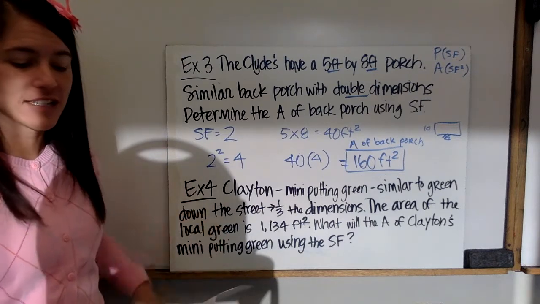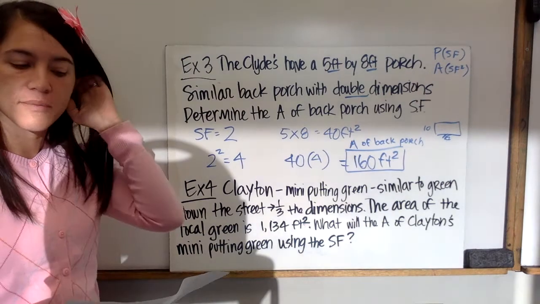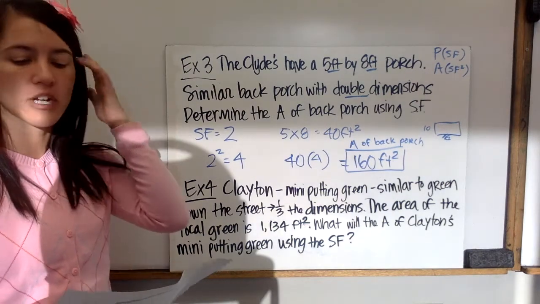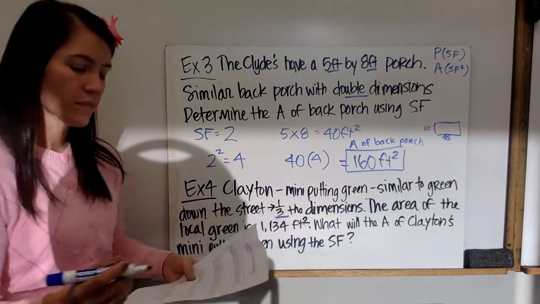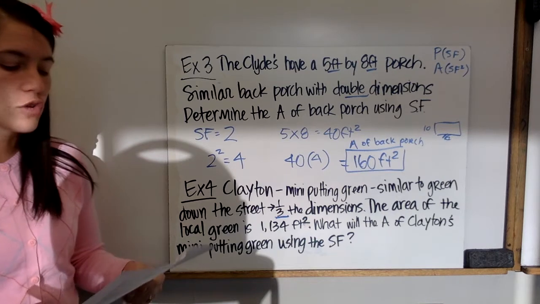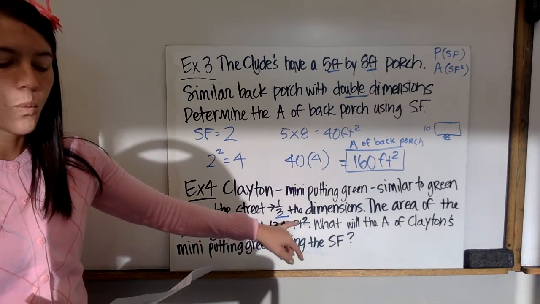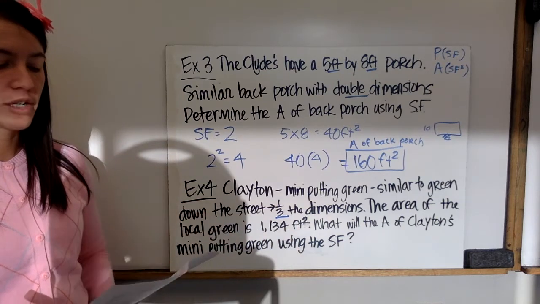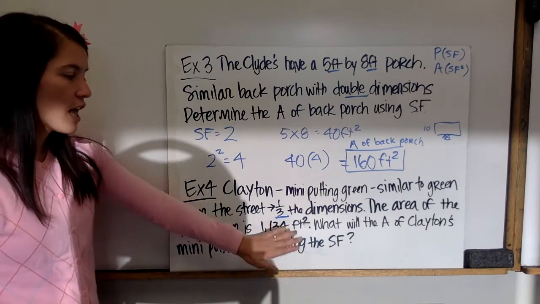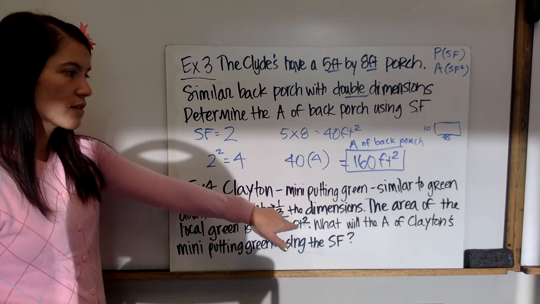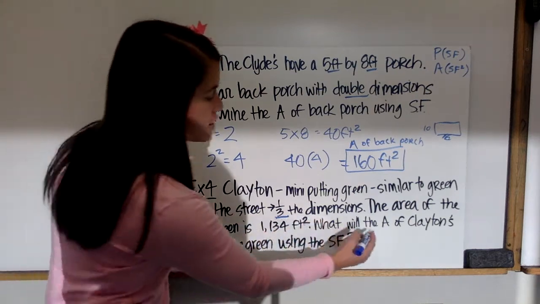Example 4. Clayton is constructing a miniature putting green in his backyard. He wants it to be similar to the putting green down the street, but 1/3 the dimensions. The area of the local putting green is 1,134 feet squared. What will the area of Clayton's putting green be? Use the scale factor to compute this area. So in this problem, the similar putting green is 1/3 the dimension. So our scale factor is 1/3.